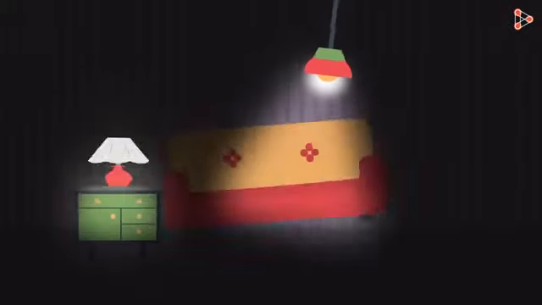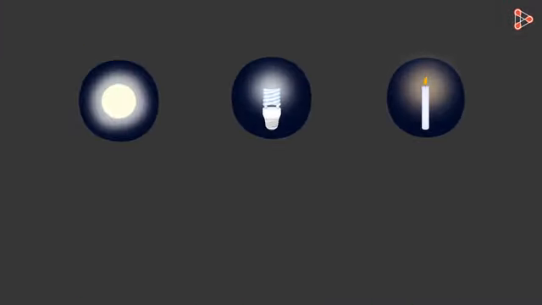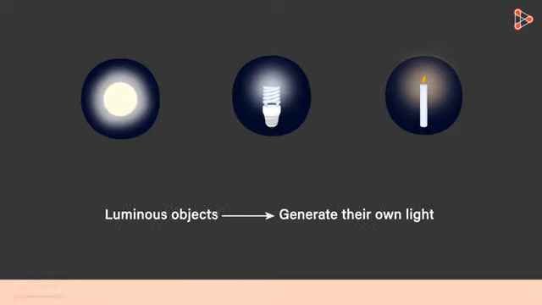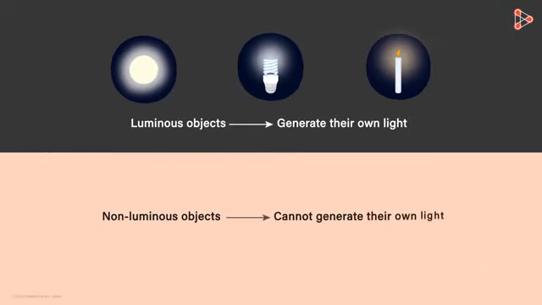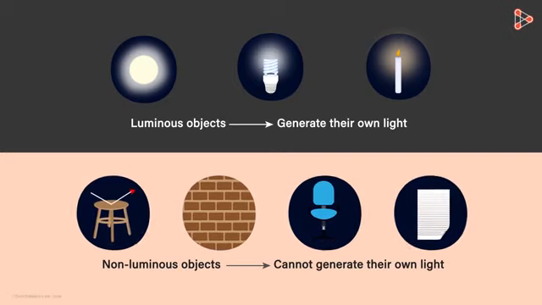In our previous video, we learned that we see objects around us because of the light reflecting from them. Some objects like the sun, burning candle and the fluorescent bulb emit light of their own. They are also called luminous objects. Many objects around us are non-luminous, that is, they cannot generate their own light. However, these objects reflect the light from the luminous objects from their surfaces. And because of this reflection, we can see such objects.